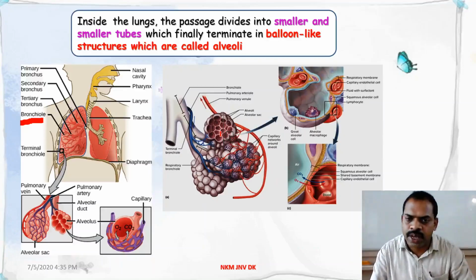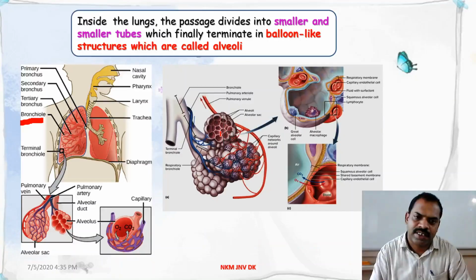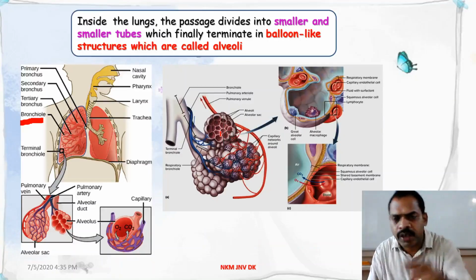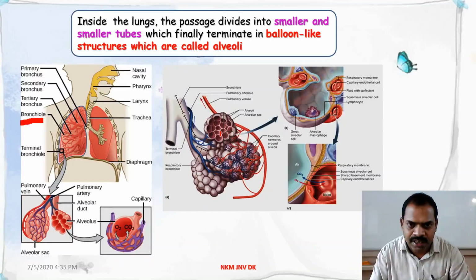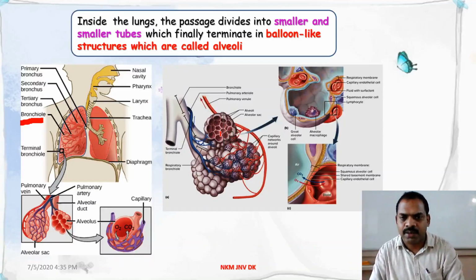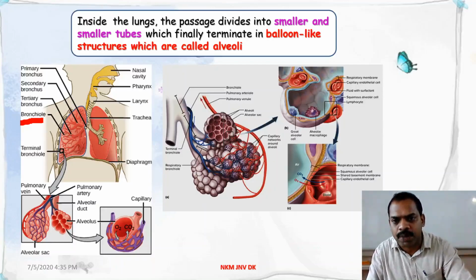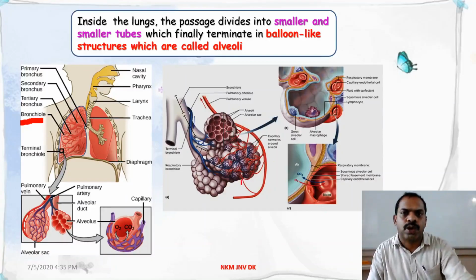Understood? Now why is the lung kept inside? How does it keep moist? Why is it thin? Because diffusion should happen, so that is why it is thin over here.